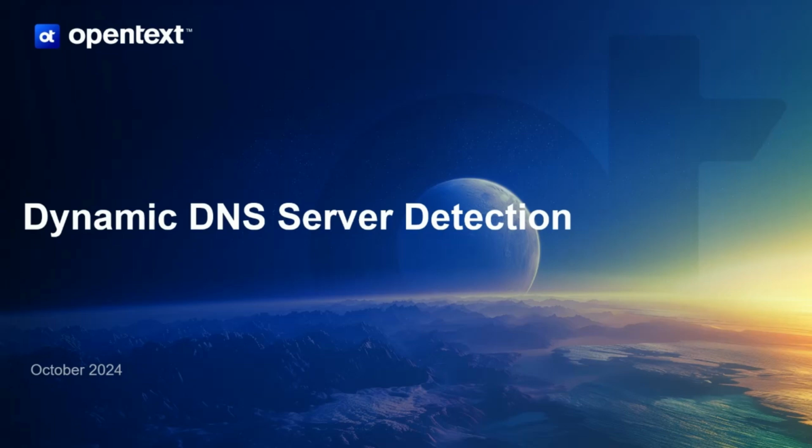Welcome to a quick overview of dynamic DNS server detection. This is a feature that's releasing for DNS protection in Agent 4.4 and allows us to do a better job controlling and managing DNS by dynamically detecting alternate sources of DNS resolution and blocking them.